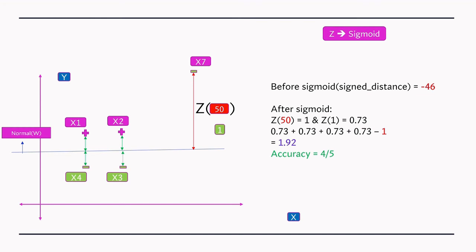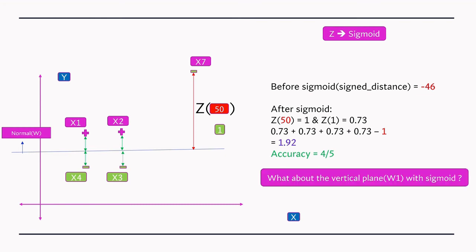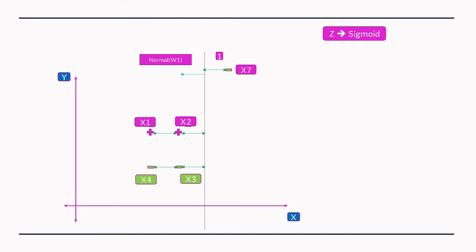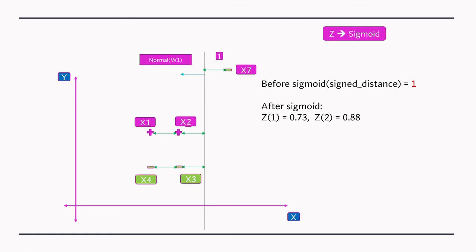And as we know, there are 4 correct classifications and 1 misclassification. The accuracy is 4/5. But what about the vertical plane with sigmoid? This is how the vertical plane looks like, where W1 is the normal to the hyperplane. And before applying the sigmoid function to the signed distance, the value was 1. And after we apply the sigmoid function, we calculate z of 1, which is 0.73, and z of 2, which is 0.88. And then we add up all of the signed distance. The final value we receive is 0.73.